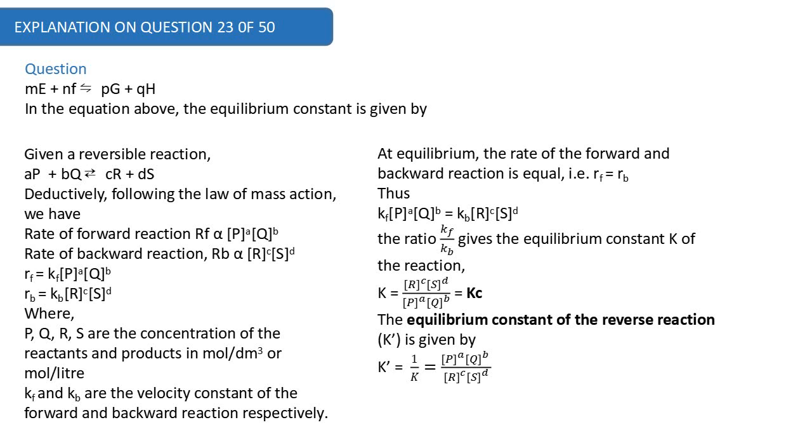So for this reaction here, what we simply do is start with the product. We have G raised to power p times H raised to power q over E raised to power m times F raised to power n, and that's it.